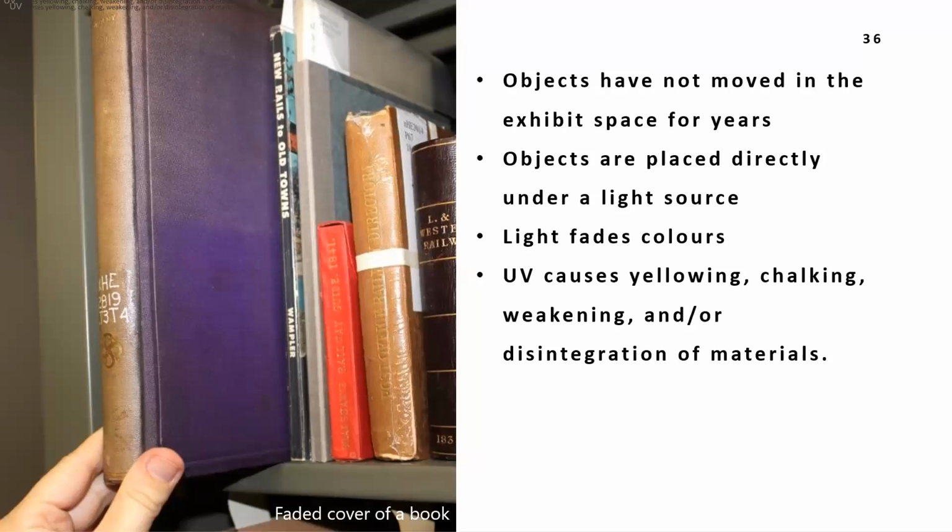Another way it can happen is when objects are placed directly under a light source. And light and UV causes colors to fade, yellowing, chalking, weakening, and just the general disintegration of materials too.